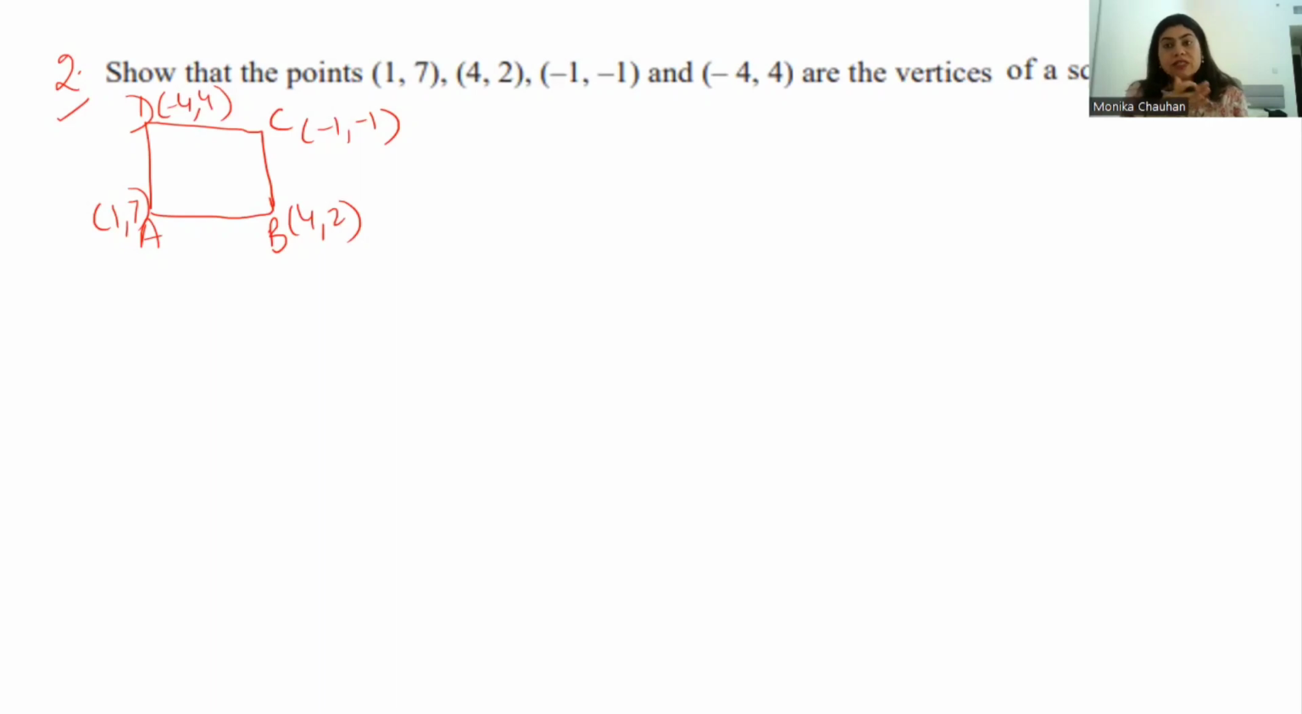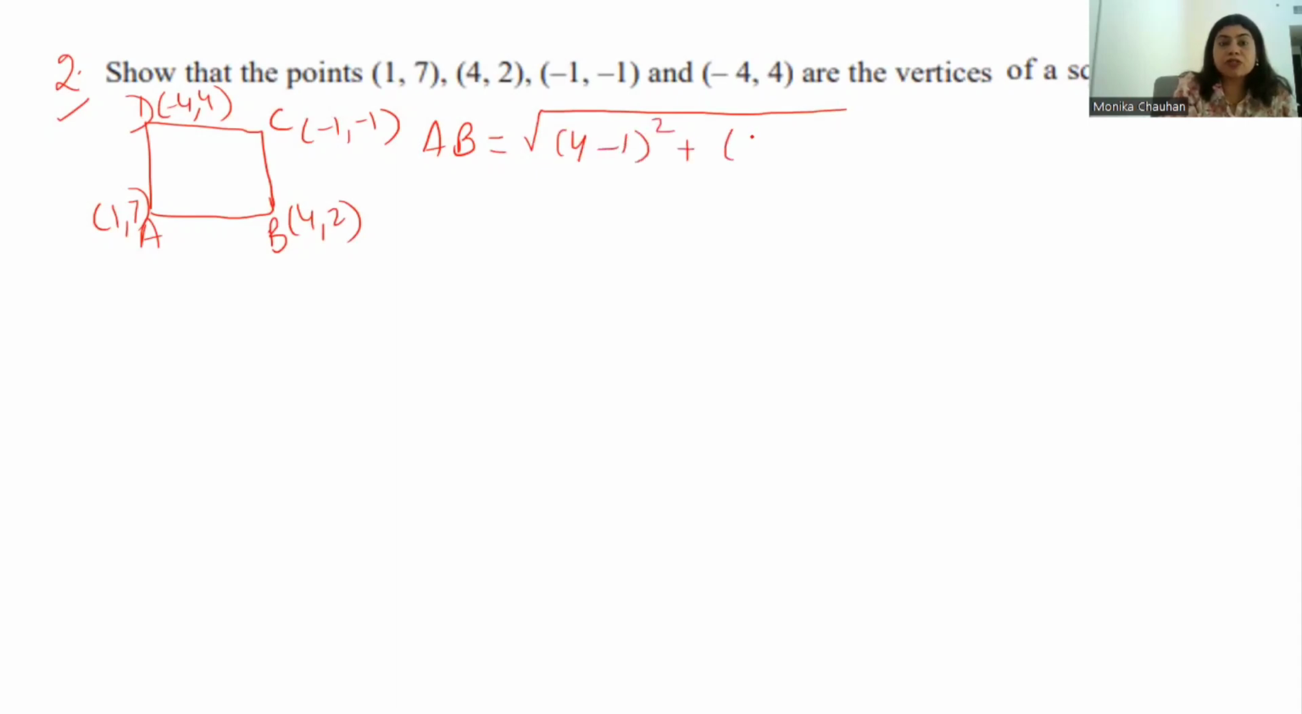So I will check the distance between all the points. Okay, so let's take one by one. So find out the distance between AB first. So AB is the square root of (x2 minus x1) whole square, again x2 is 4, so 4 minus 1 whole square, and y2 is how much? 2 minus 7 whole square. So it becomes 3 and minus 5. So it becomes 9 plus 25, which is equal to the square root of 34. So this is my AB.